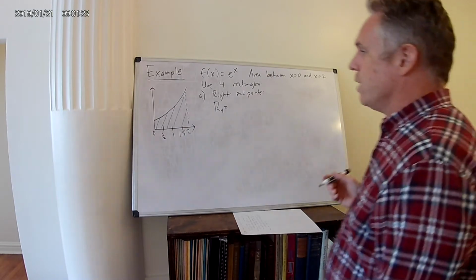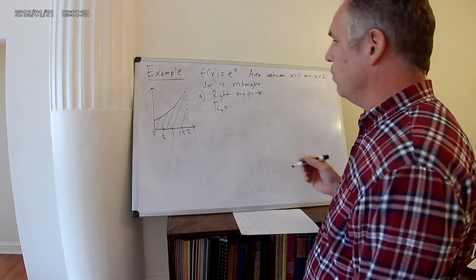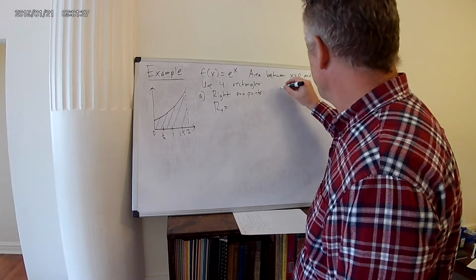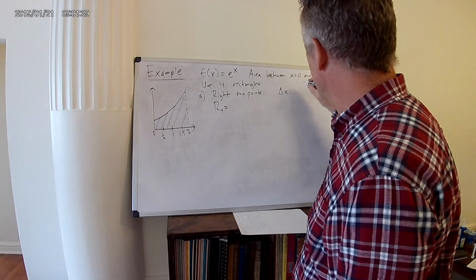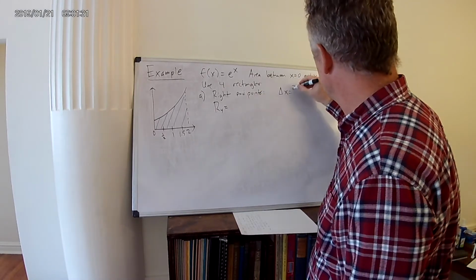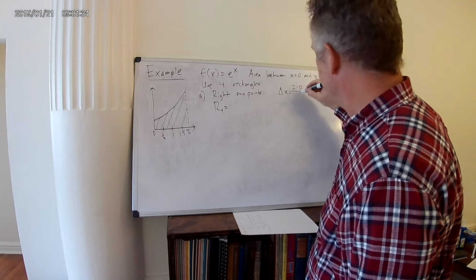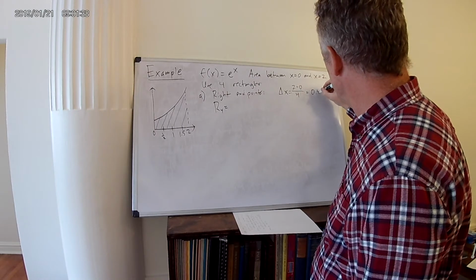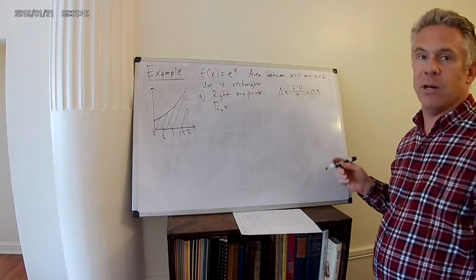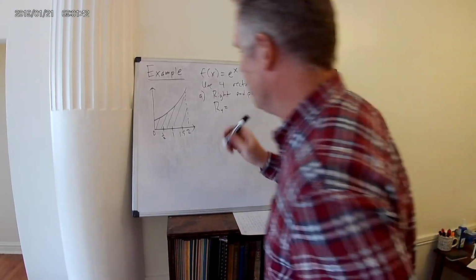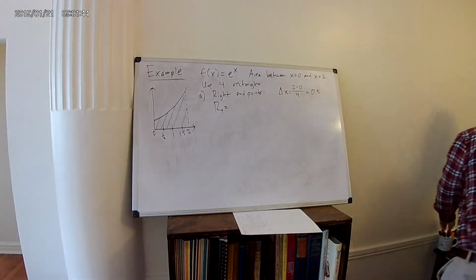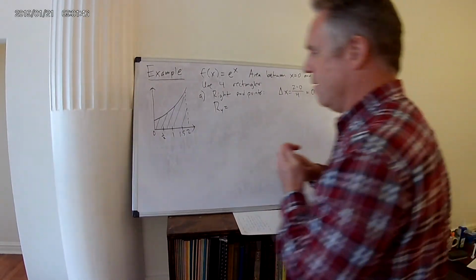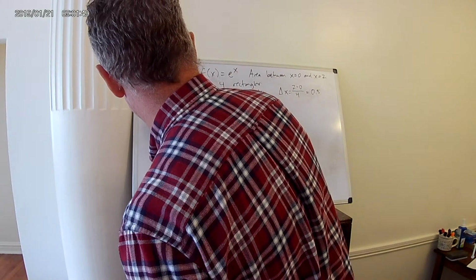So for the first rectangle, using the right endpoint, we know that the width of our rectangles is 2 minus 0 divided by 4, because we're using 4 rectangles. This is 1/2, or 0.5. So each rectangle has a width of 0.5. If we were to draw in our rectangles here, we get something like this.